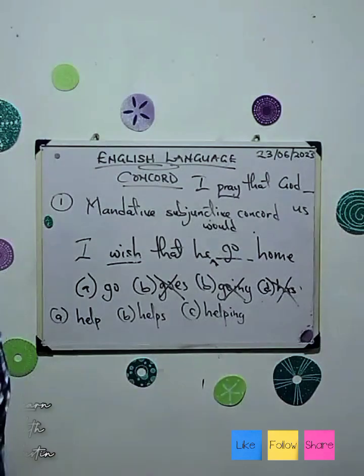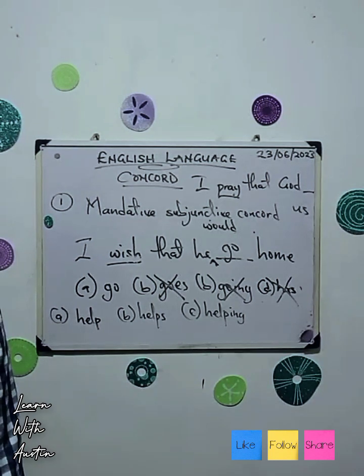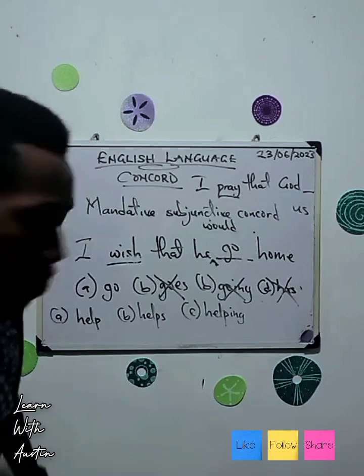Alright, so for time's sake, let me quickly go to the next one. So that's the mandative subjunctive concord. The next one we have is, I have already talked about the many are concord. Which one have we not talked about? Parenthesis concord, okay. We have the parenthesis concord.